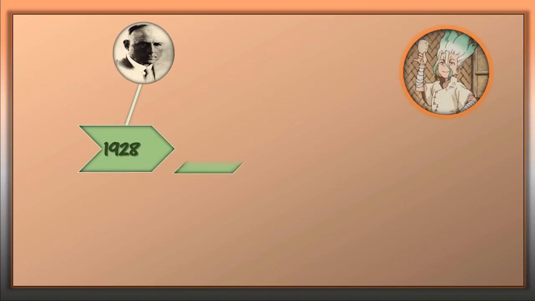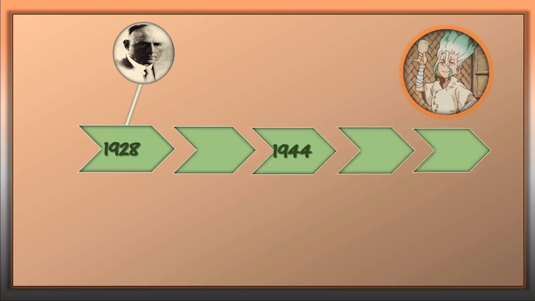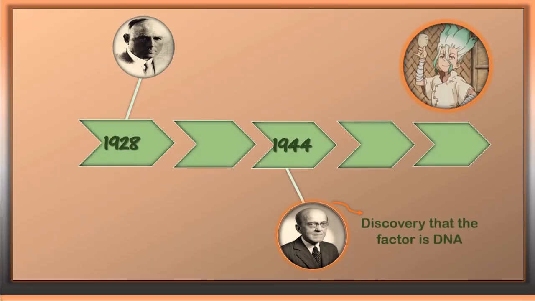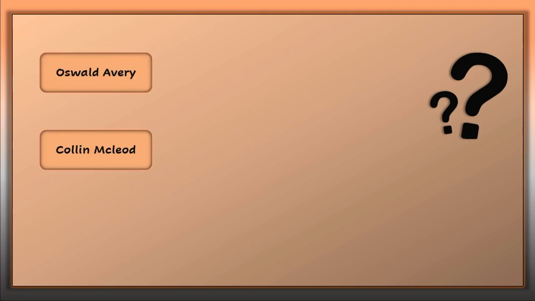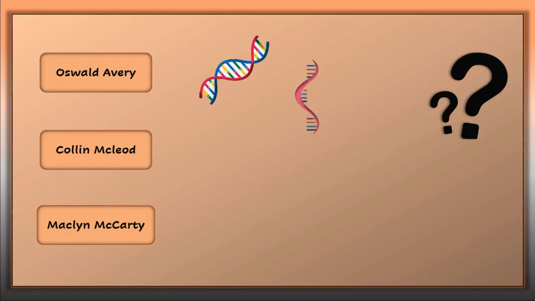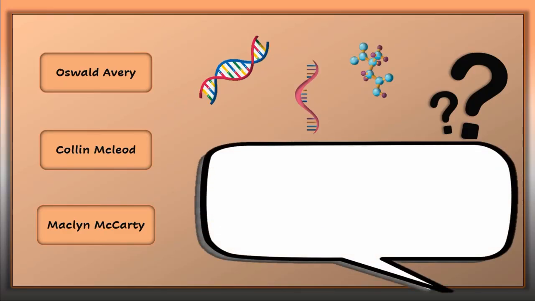After Griffith's discovery came another scientist. In 1944, Oswald Avery discovered that the transforming factor is DNA. Oswald Avery, Colin MacLeod, and Maclyn McCarty wanted to discover whether the transforming factor is DNA, RNA, or protein. So they made an experiment.